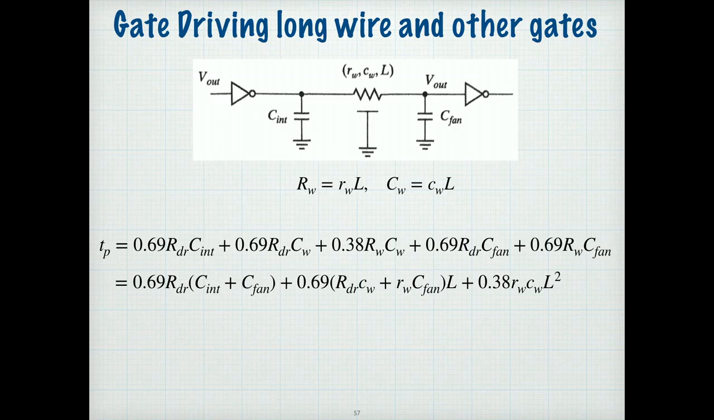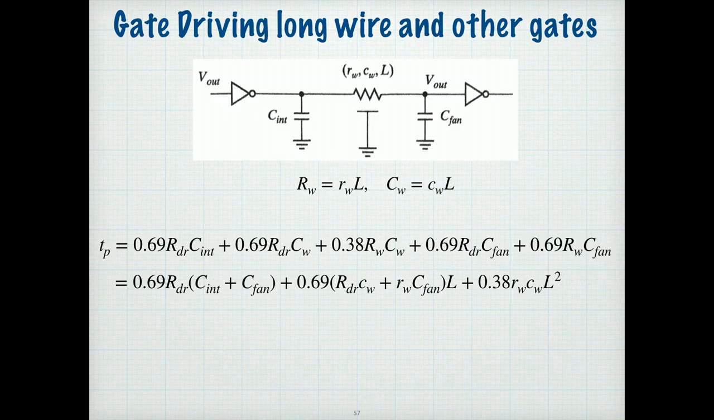The resistance of the driver, 0.69 times the resistance of the driver times the internal capacitance plus the fan out, and 0.69 times this term here, which is the driver resistance times the capacitance of the wire plus the resistance of the wire times the fan out. This is all times L, right? Because C scales with L and R scales with L. And then you have the intrinsic delay of the wire itself. So it's not very pretty, but that's what it is.